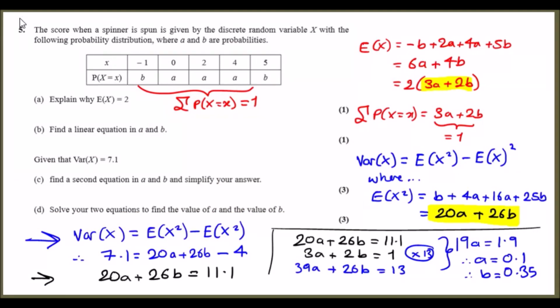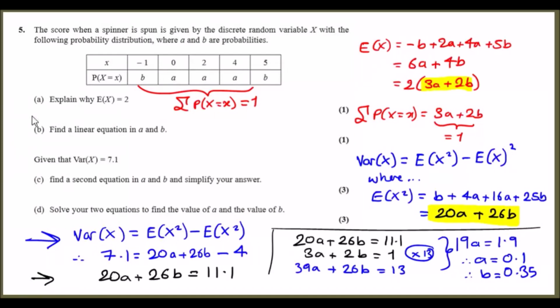Okay, number 5. So the score when a spinner is spun is given by the discrete random variable x with the following probabilities. Alright, so it looks like we've got 5 points here, and the probabilities are unknown, where you've got b, 3 a's, and another b. Now the first thing you should always do with these kind of questions is form an equation, yeah? So I said that the sum of all of these probabilities always adds up to 1, okay? And when you do that, you can do something on the right, like I did here. So if you add them all up, you should get 3a plus 2b equal to 1.